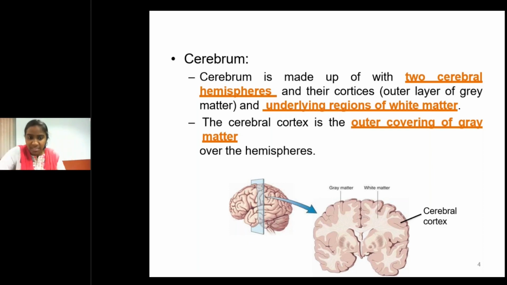When you take the cross section, see here, gray color outside and white inside. But when you take the cross section of the spinal cord, you find white outside and gray inside. What's the reason? Because of the presence of cell bodies, gray matter. Okay, good. Who said cell bodies? Swati, good. The gray color is because of the presence of cell bodies.